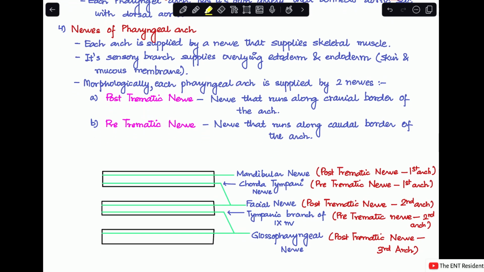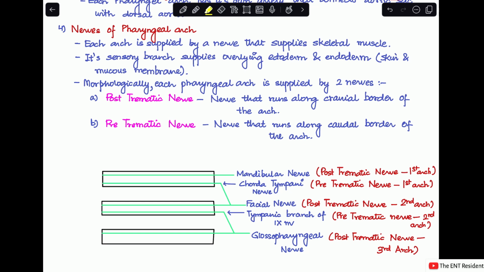Now, each arch is supplied by a cranial nerve that supplies the skeletal muscle. And the sensory branch of that nerve supplies the overlying ectoderm and endoderm, which form the skin and the mucous membrane. The ectoderm forms the skin and the endoderm forms the mucous membrane. Morphologically, each pharyngeal arch is supplied by two nerves. One is a post-trematic nerve and the second is a pre-trematic nerve.